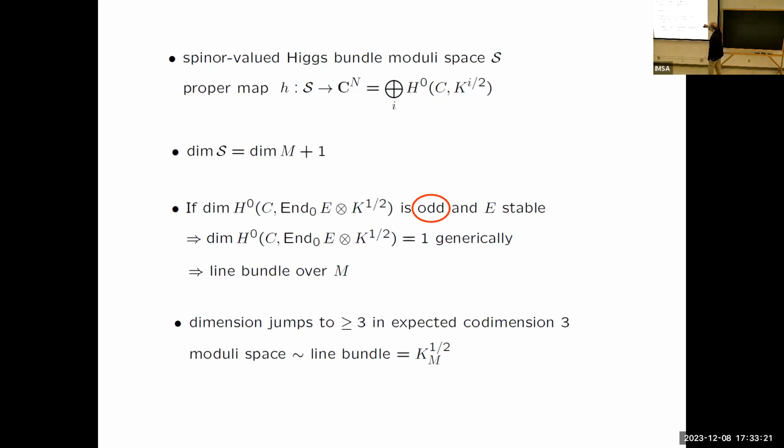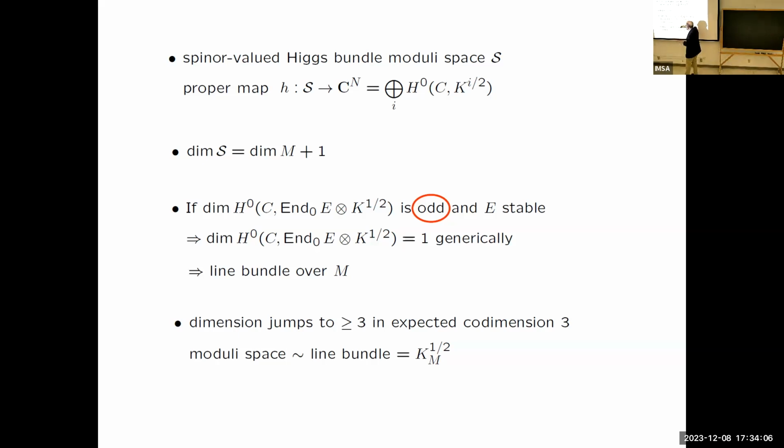So what happens here? Well, if this is an odd case, the dimension is odd, and now we say if E is stable, then generically over the moduli space of stable bundles, this dimension is 1. So what we get is a one-dimensional space for each point on the moduli space of stable bundles, at least for those where the dimension is equal to 1 and not equal to 3 or more. Now, the expected codimension of this jump is actually 3. So you have to think about these expected dimensions in terms of a kind of finite analog of this.